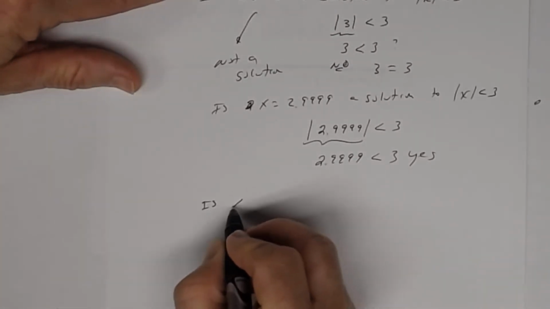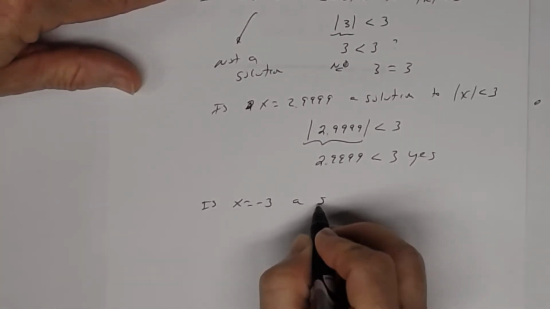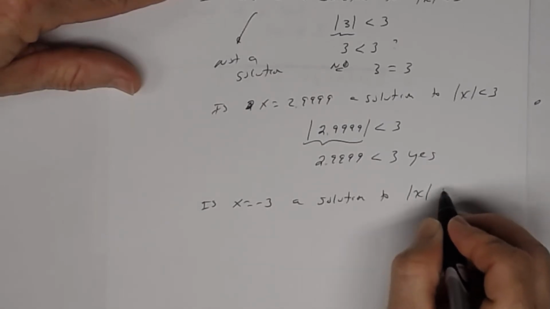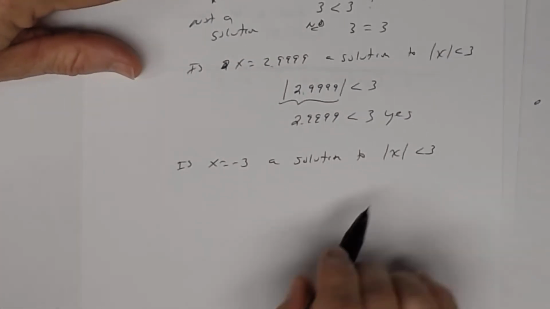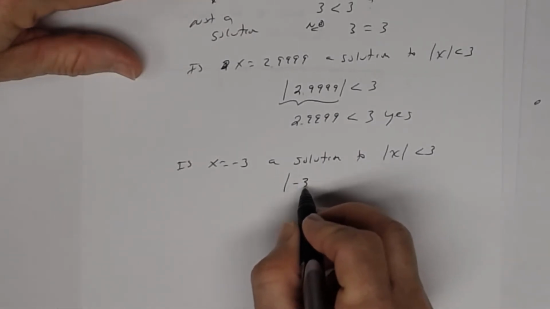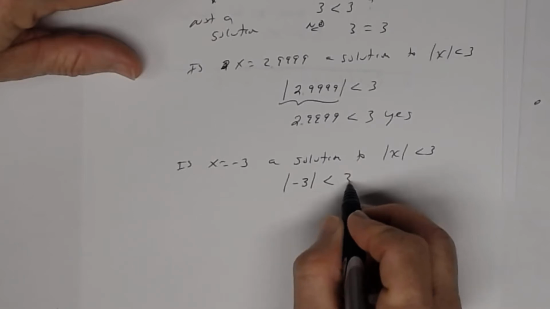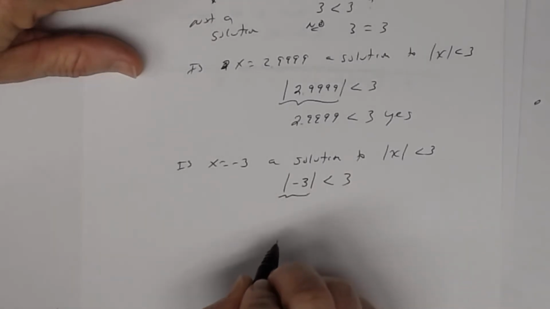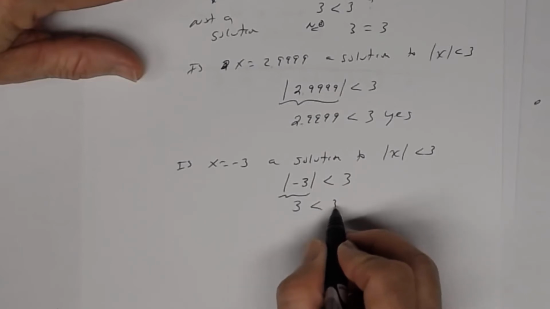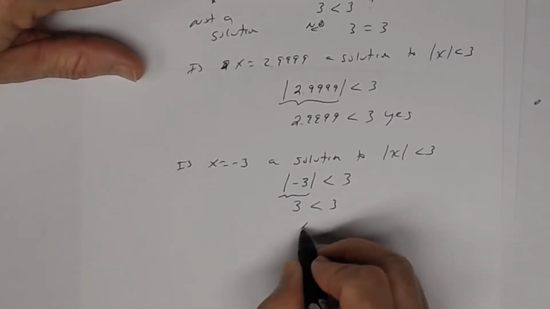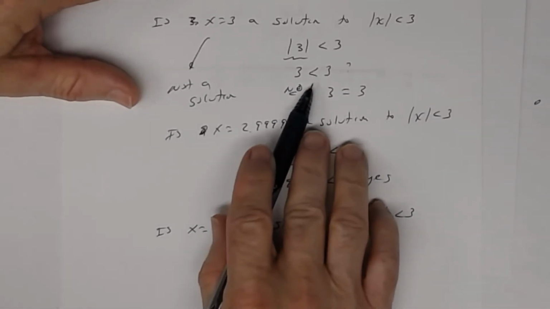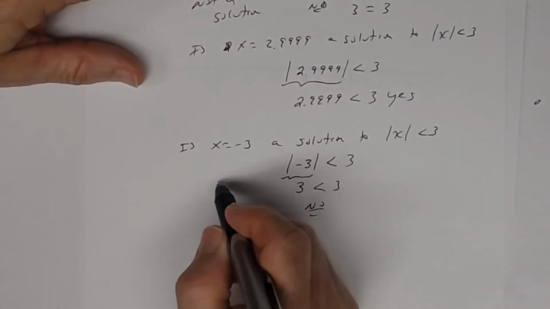Is x equal -3 a solution to the absolute value of x is less than 3? So in place of x, I'm going to substitute -3. So the absolute value of -3, is that less than 3? Well, what's the absolute value of -3? The absolute value of -3 is a positive 3. And is that less than 3? Is 3 less than 3? The answer is no, it's not. 3 equals 3, right? Just like this statement here. And so this is not a solution.